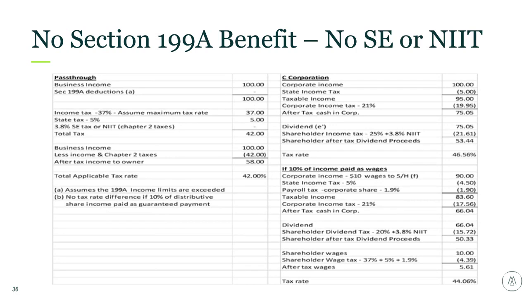And in the world where there was a situation, which is a little less rare, where there's no self-employment income in the distributive share or net investment income, how does that impact us? Well, we're still at, and assuming there's no 199A benefit, those tax rates, again, are still relatively close.